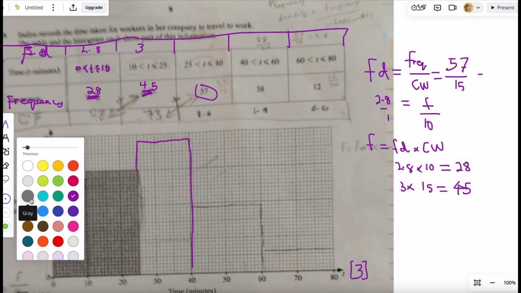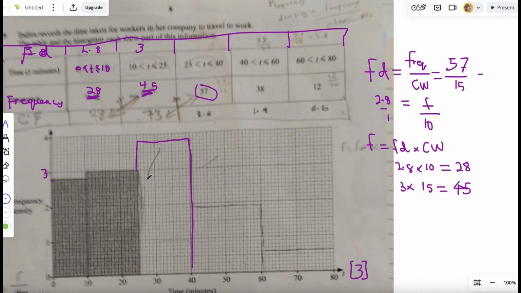Which one looks like this one? Okay, we can shade everything here. You shade to show that this is the area that is covered for this frequency density. As much as you can, you shade this place. So that's that. Then for the next one, we're going to calculate the frequency density.